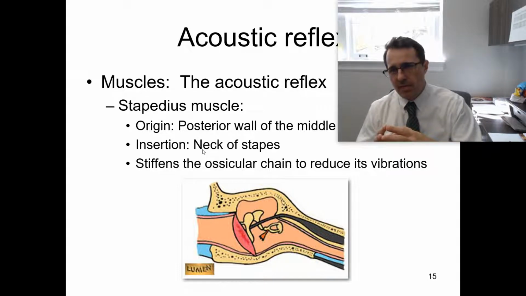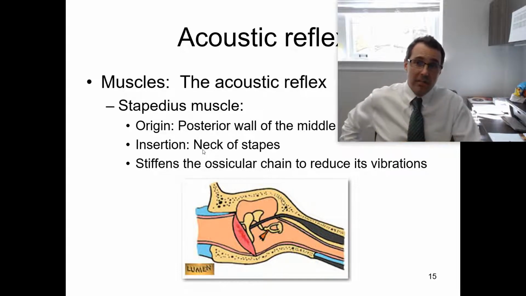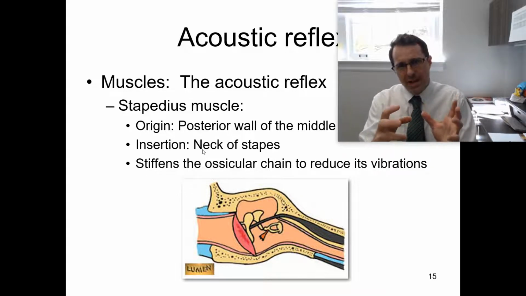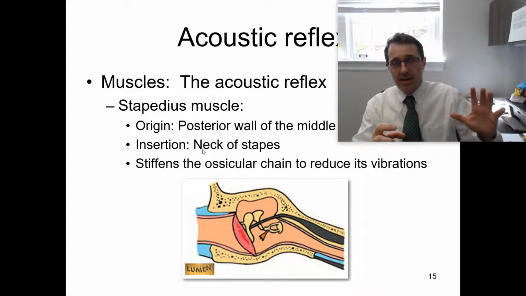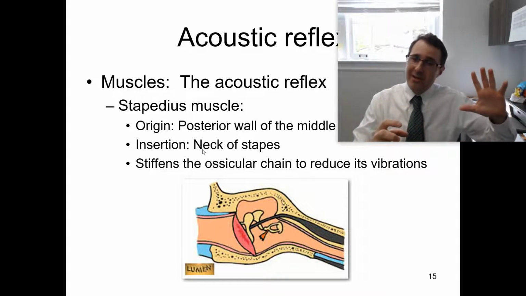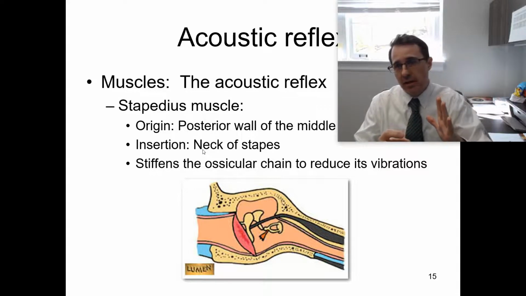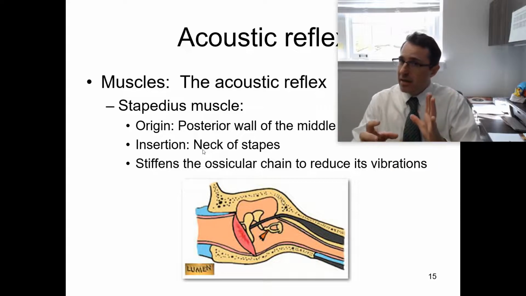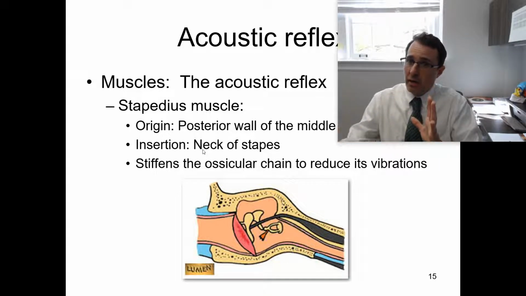So the purpose of these two muscles that are in your middle ear is to restrain the ossicular chain when there is a sound coming into the ear that is so loud that if that energy is delivered to the cochlea, you will damage your cochlea.